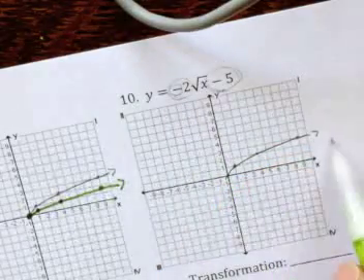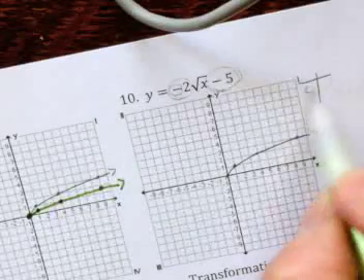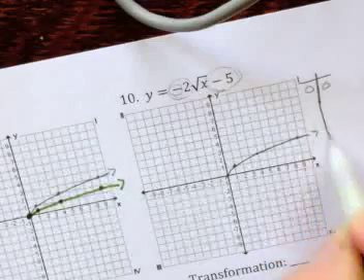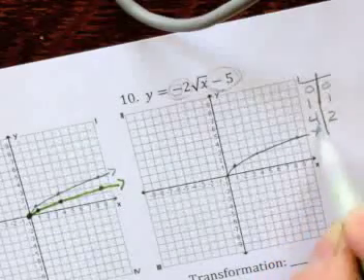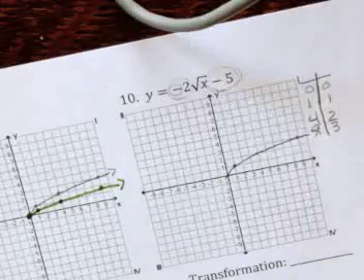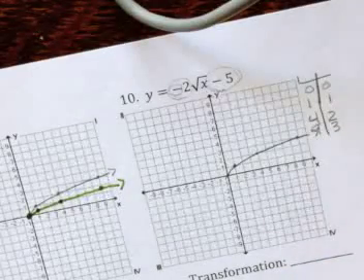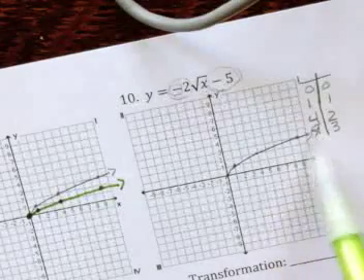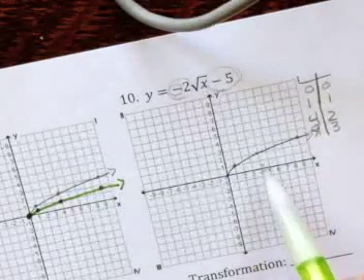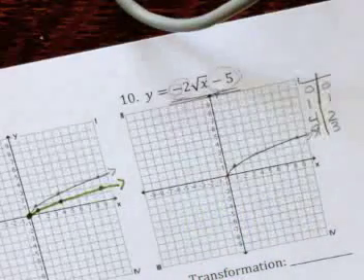So I've graphed the parent square root function. I've graphed my ordered pairs 0, 0, 1, 1, 4, 2, and 9, 3. And what I'm going to do is follow the order of operations of this function in order to transform my parent square root function into the one that is listed here.